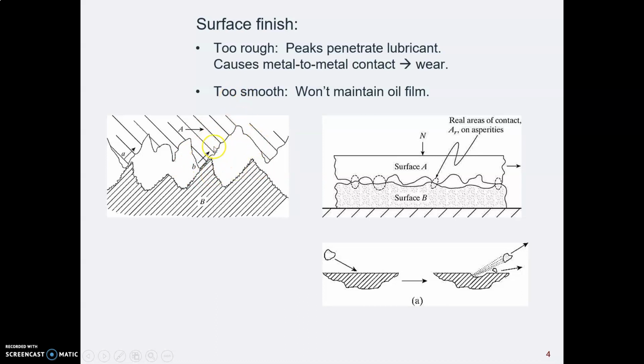So if the surface is too rough, these sharp points can dig through the film of oil. So not only does it happen if there's not enough oil, it happens if the surface is too rough and you get pointy things. Interestingly enough, you also have problems if the surface is too smooth, because then you don't have any place for the oil to cling. You don't have an oil film, you just have smooth stuff where the oil flows away.